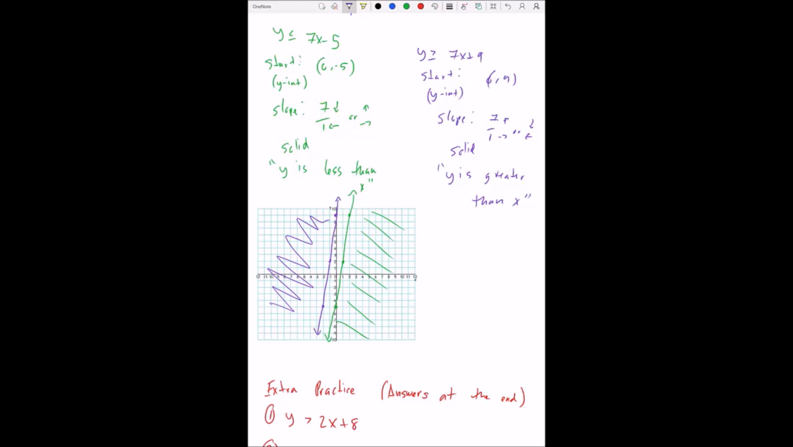Nothing crosses over, and nothing will cross over. How do we know nothing will ever cross over? Well, if we notice something, they're parallel lines. They have the same slope. Not all parallel lines are no solution. Only if the inequalities are opposites of each other, you will have no solution. So it's just safe to say, graph both.